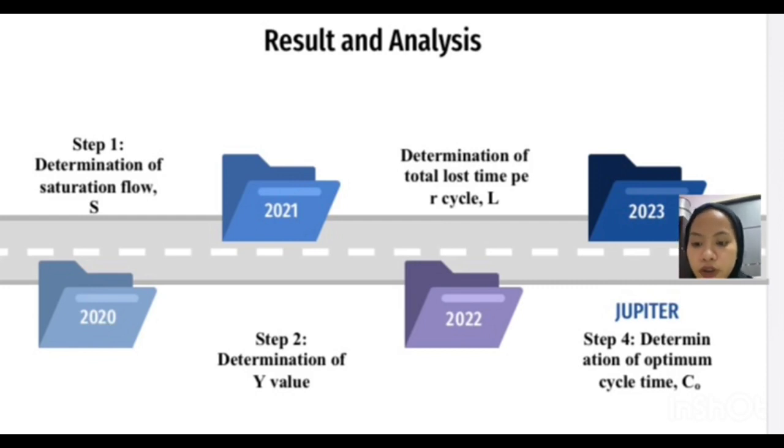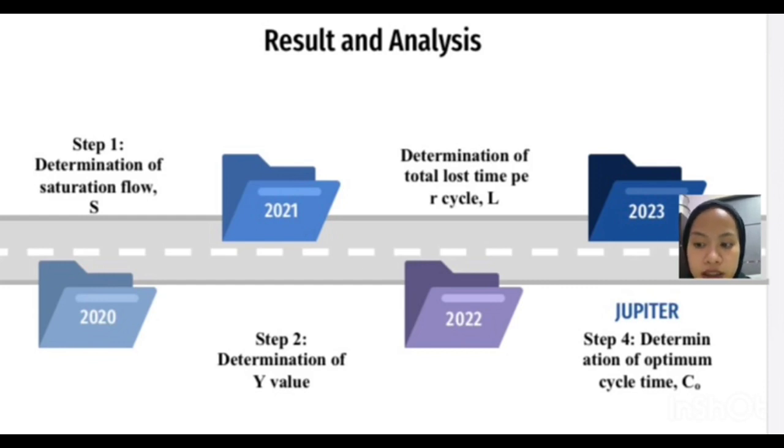So we have 4 phases, and then we got the Y, which is 0.72. And then for step 3, determination of total lost time per cycle, which is L. Since Y is less than 0.85, we can proceed with the timing calculation. And we got the total lost time L, which is 16 seconds.